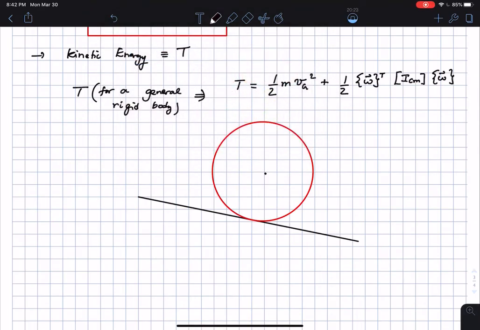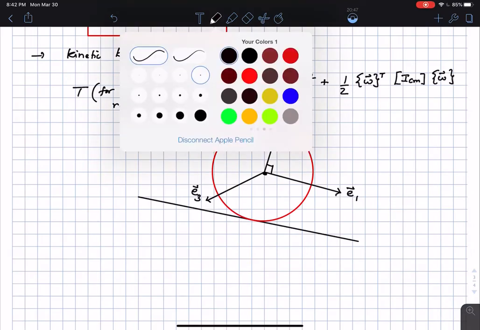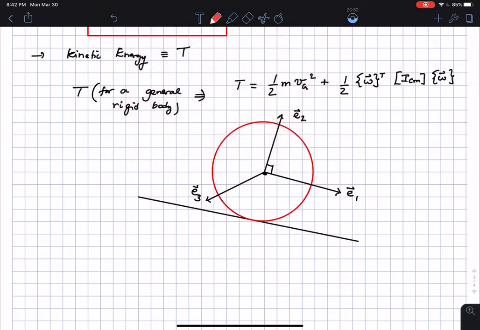From the center of mass, I'm going to have one direction, which is parallel to the incline. I'm going to call this the E1 direction. Then I'm going to have the E2 direction, which is perpendicular, and then the E3 direction, which is coming out of the page. The radius of the disk is capital R. We know that.